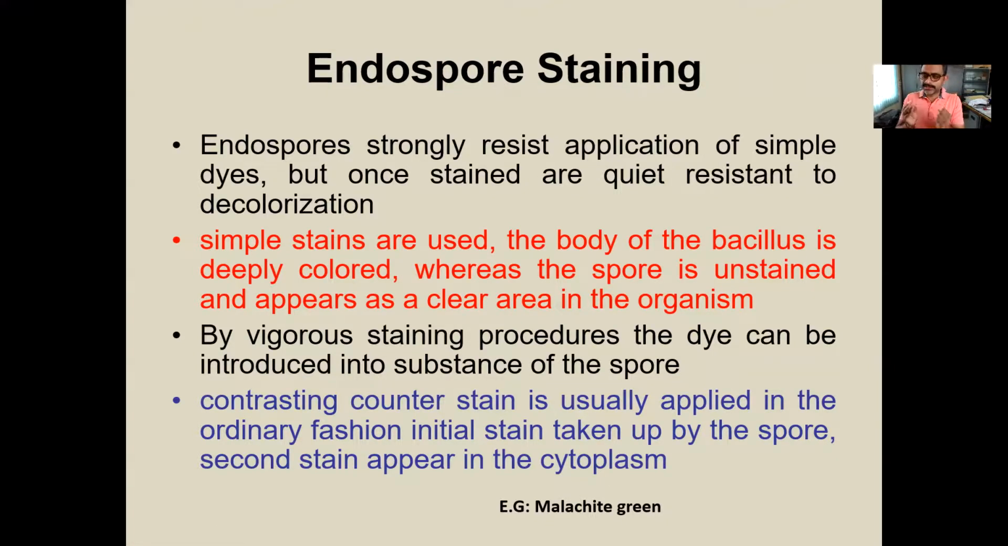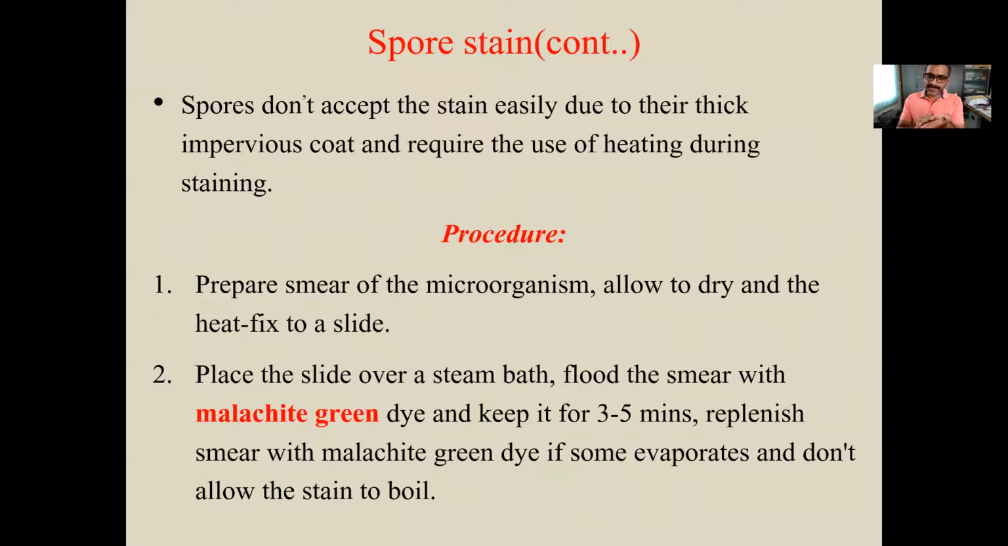Initially we will prepare a bacterial smear. We will heat it on a steam bath, put a blotting paper over it, and stain with malachite green. Please remember, for endospore staining we use malachite green. So the procedure goes like this.